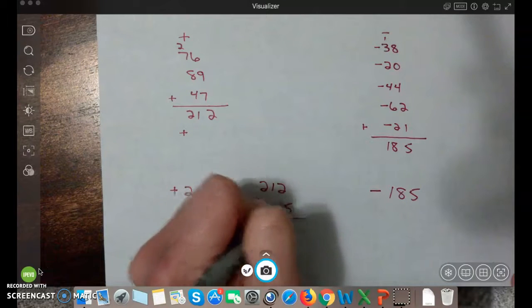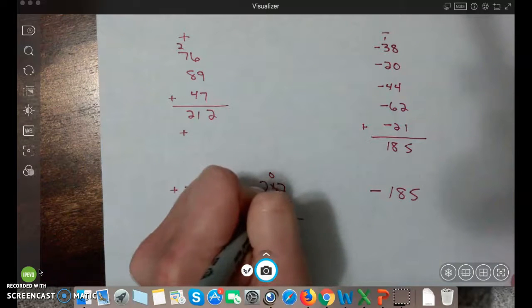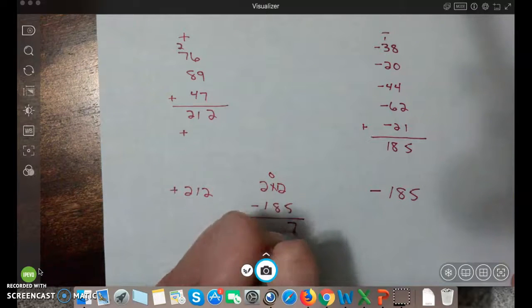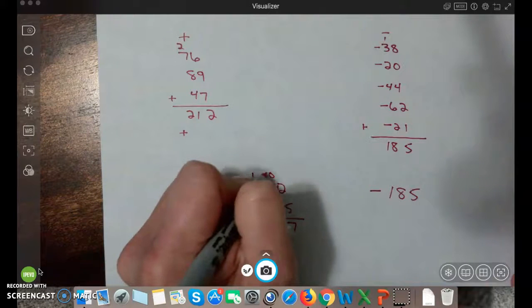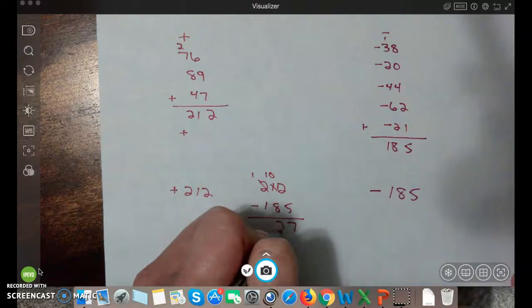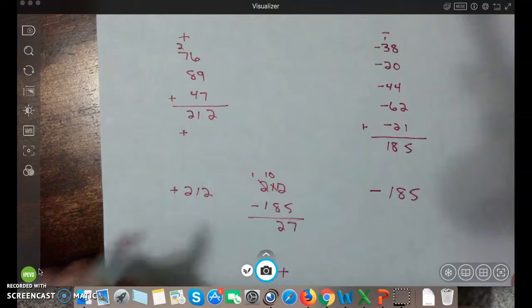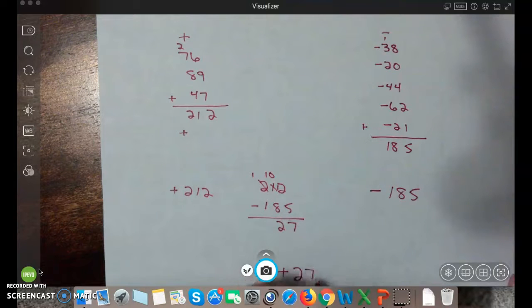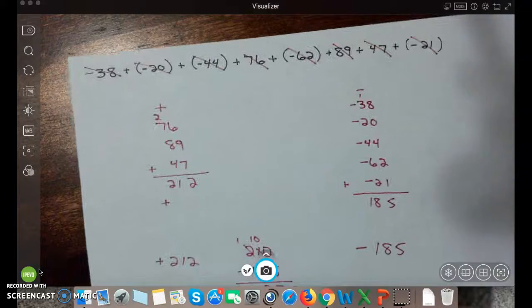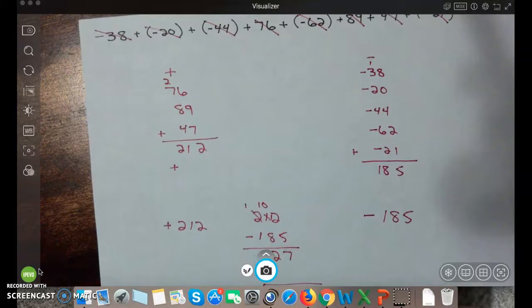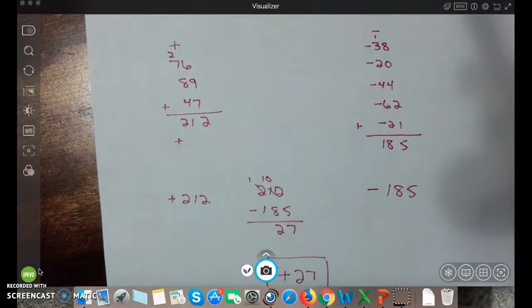So that means to do 2 minus 5, I have to borrow, making it 12 minus 5. And then to do 0 minus 8, I have to borrow again, making that 10 minus 8 to get 2. And then 1 minus 1 is 0. So my final answer in this problem is a positive 27. And even though I started with 8 numbers, it only took me 3 steps to get my final answer of 27.